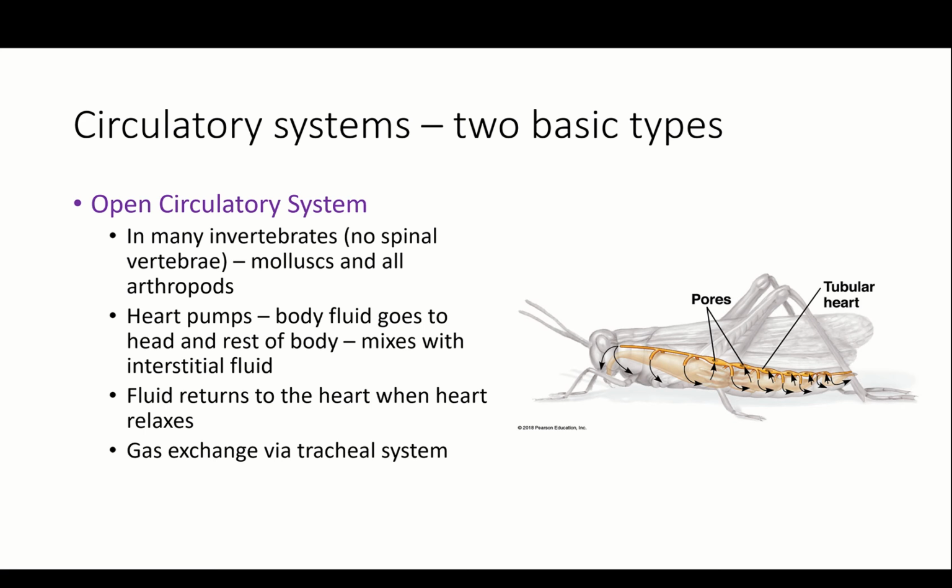And what happens here is the body fluid will go from that tubular heart, like you see here, to the head and then to the rest of the body through these sort of vessels. And there it's going to mix directly with the interstitial fluid. The fluid is then pooled and returned back to the heart when the heart relaxes. And then, of course, this is going to interact with the gases in the tracheal system, which is their breathing apparatus.